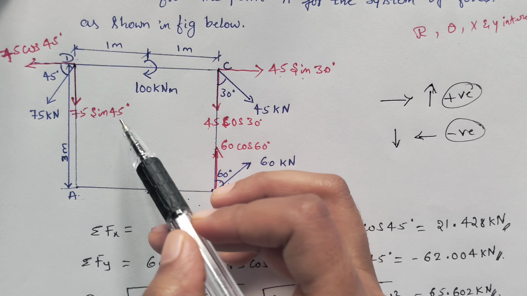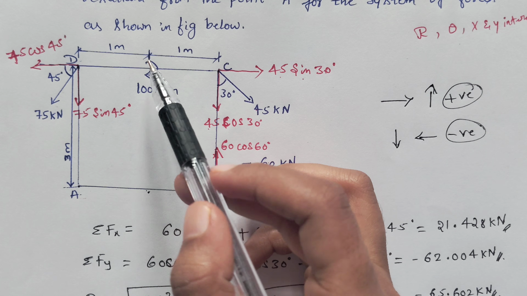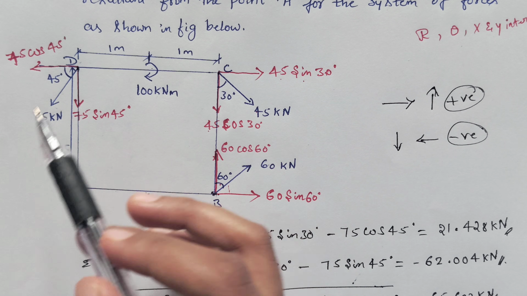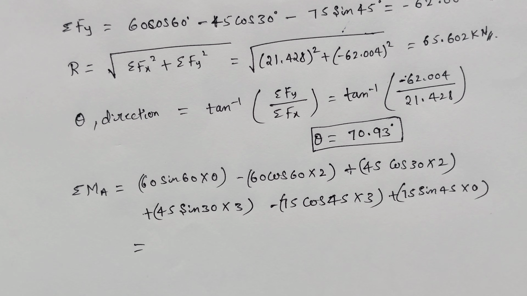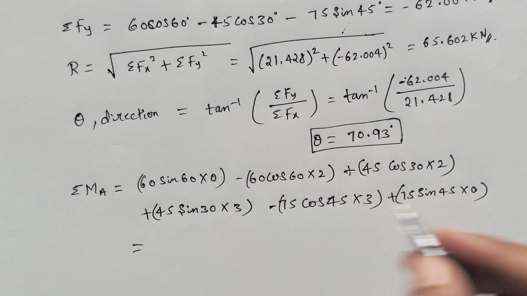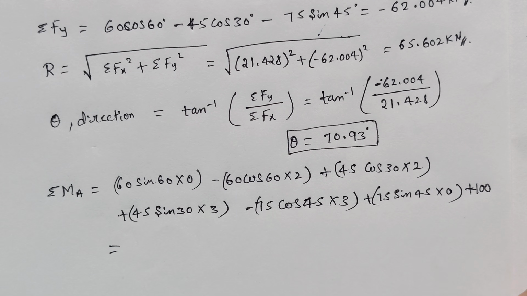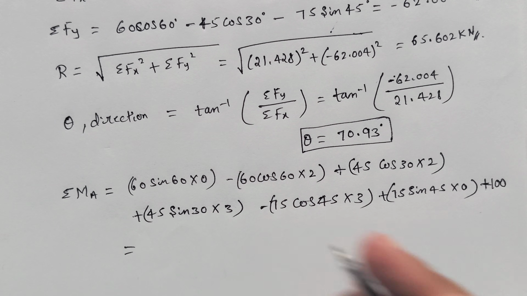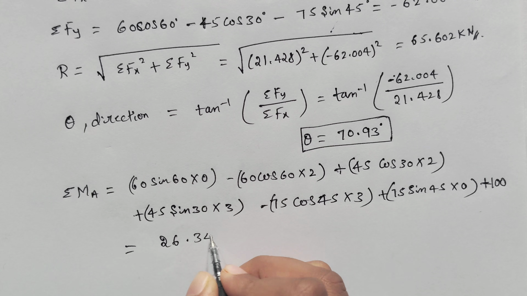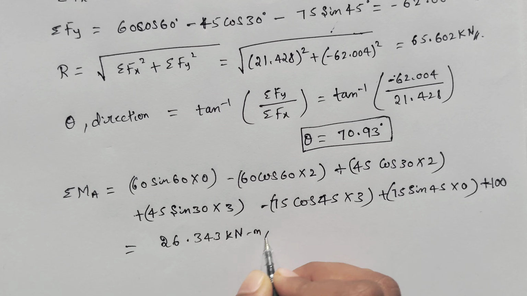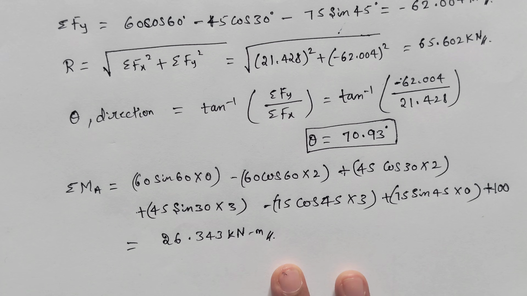See, this is moving towards A in clockwise direction. So it will be plus 100. So you have to directly write here plus 100. Now just calculate. You will get it as 26.343 kilonewton meter. So this is the moment. I hope you understood till this step.